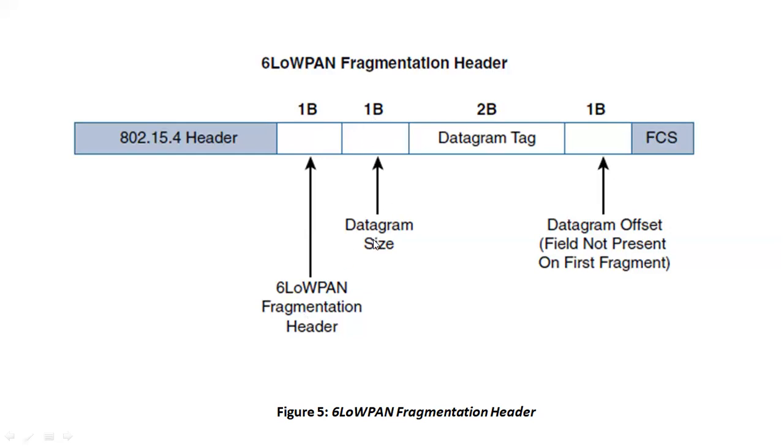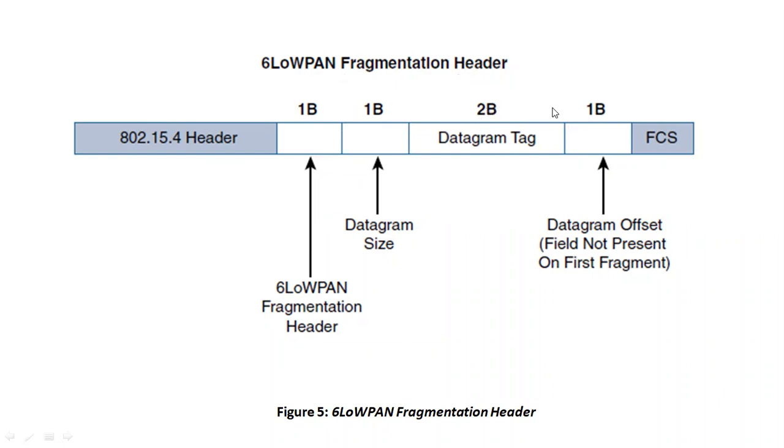Then 1 byte of datagram size and 2 bytes of datagram tag, and here we will get totally how many datagrams or fragments there are, and the last 1 byte is the offset, which plays a very important role. So this datagram offset is not required for the first fragment. Okay. So if it is not required for the first fragment, then what will be the total length of this fragment header? It will be only 2 bytes plus 1 byte plus 1 byte. That is 4 bytes, only this much. Okay, this is not required for a first fragment. So the first fragment's header length will always be only 4 bytes.